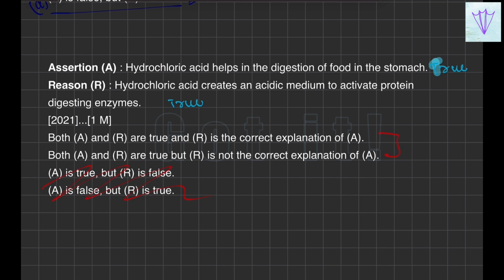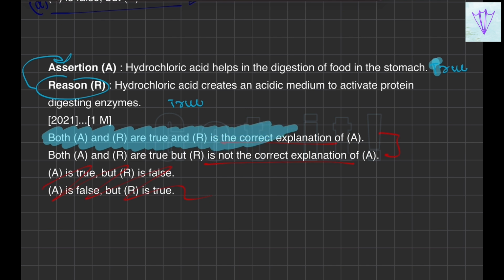So we have the choice between these two. Either it is a correct explanation or it is not the correct explanation. You can see that the reason is the correct explanation for this assertion. So we need to go with option A, that is both A and R are true, and reason is the correct explanation of the assertion. So in this way you have to answer the assertion reason kind of questions.